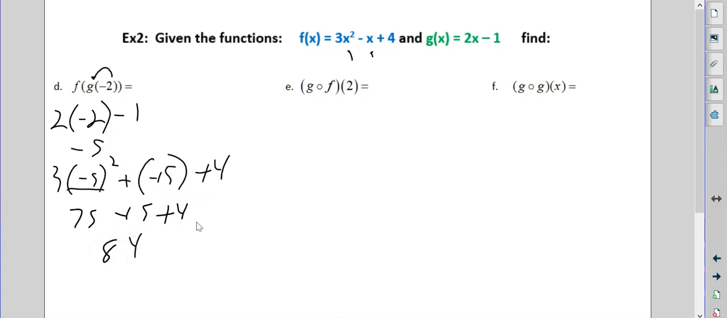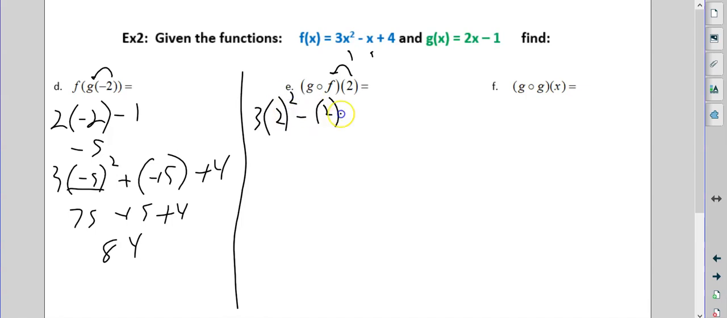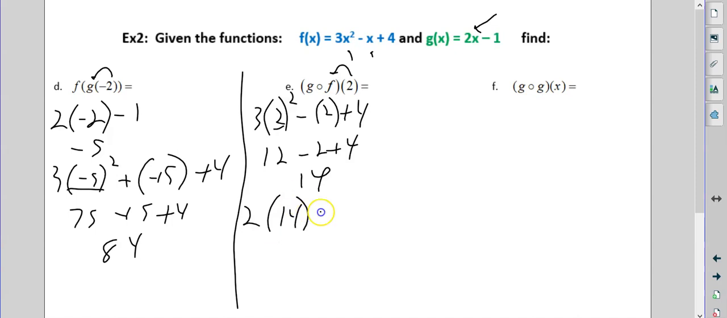All right, plugging a 2 into F. So 3, 2 squared minus 2 plus 4. 2 squared is 4 times 3 is 12. Minus 2 plus 4. That's 14. Now that is going to get plugged into G. 2, take out the x, minus 1. That's 28 minus 1, which is 27.